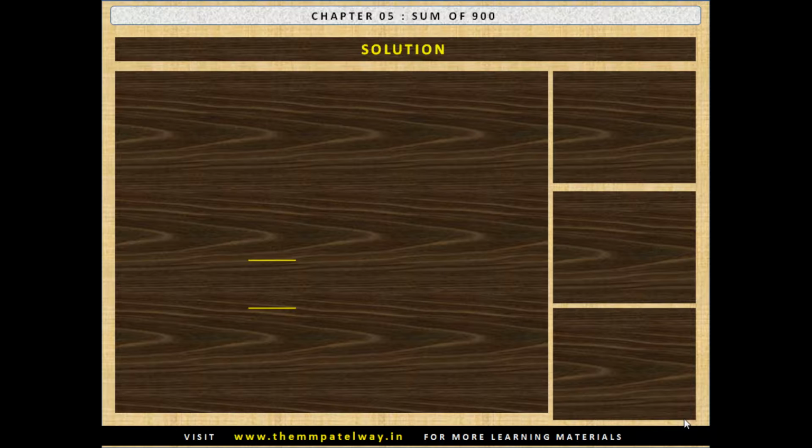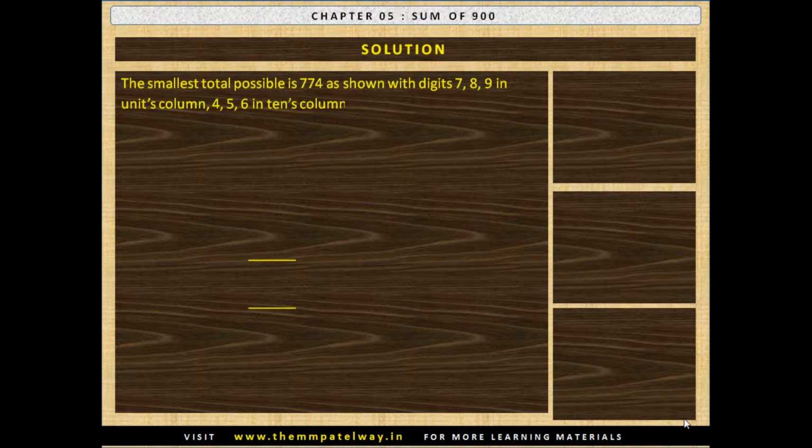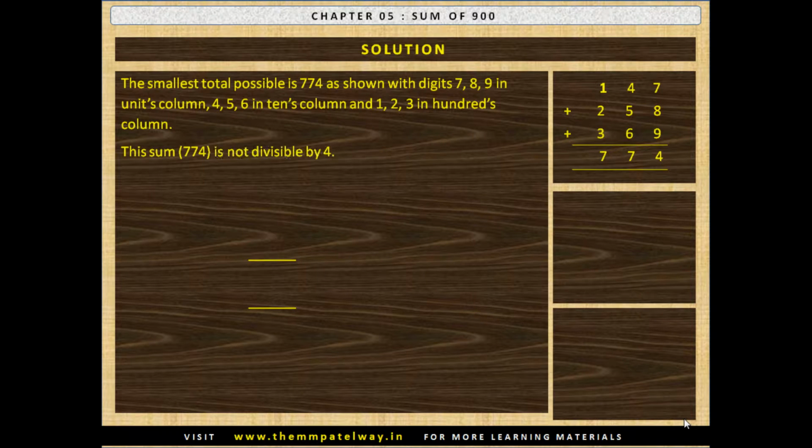Now let's see the solution. The smallest total possible is 774, as shown with digits 7, 8, 9 in the units column, 4, 5, 6 in the tens column, and 1, 2, 3 in the hundreds column. The sum 774 is not divisible by 4.